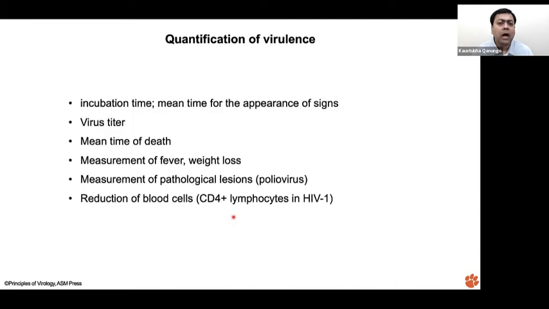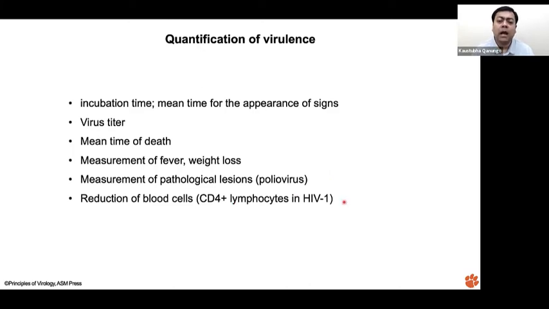So how do we quantify the virulence? We can look at some of these parameters, like the incubation time for the appearance of the signs. We can measure the virus titer. You know how to calculate the PFU, plaque forming unit, and the multiplicity of infection. You all know how these can be done. The mean time of death of the subject is important. You can measure the fever, weight loss, and pathological lesions that you can see on a histological slide under the microscope.